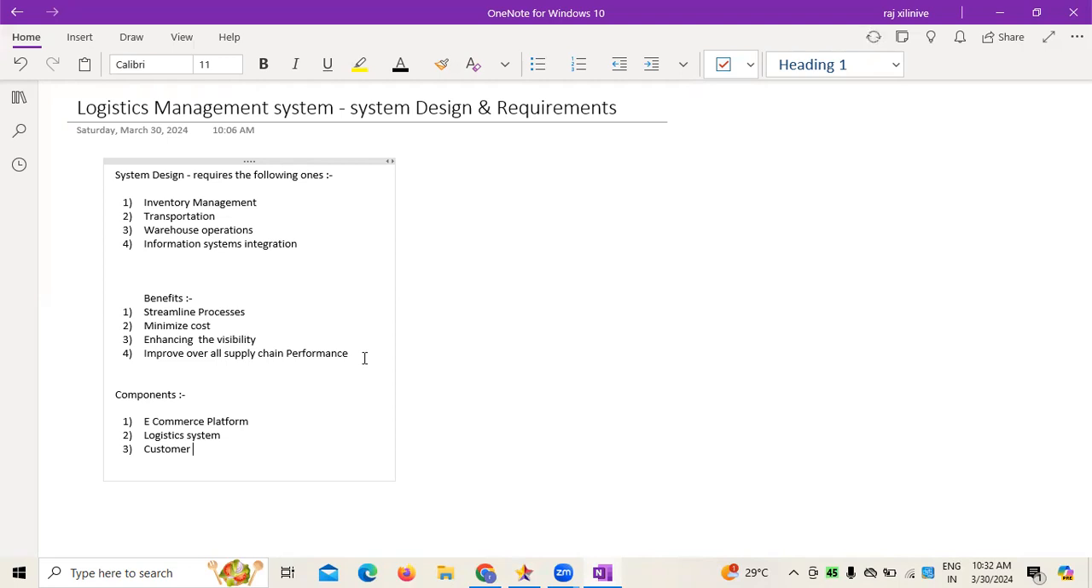So these are the things we normally need to understand whenever we are talking about the components, whether it is the e-commerce platform, the logistics system, or the customers. All these things come under this category.